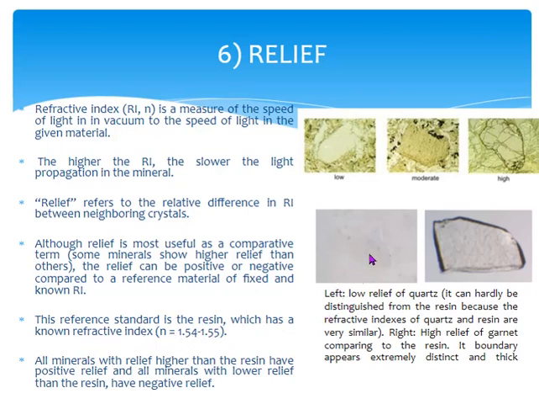So here on the left is the low relief of quartz. It can hardly be distinguished from the resin because the refractive indices of quartz and resin are very similar. Low relief means the outline of the mineral is not clearly visible. Here moderate relief, here high relief. In high relief, the outline of the mineral is clearly visible. All minerals with relief higher than the resin have positive relief, and all minerals with lower relief than the resin have negative relief.